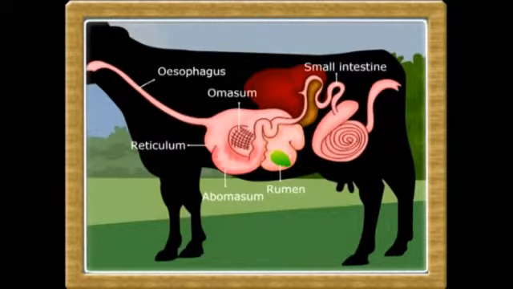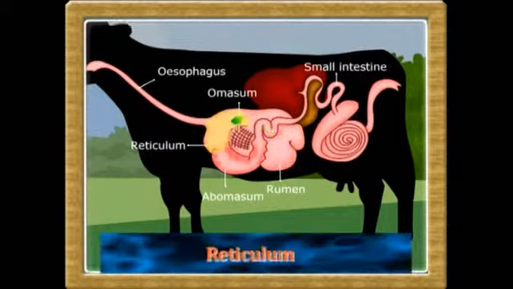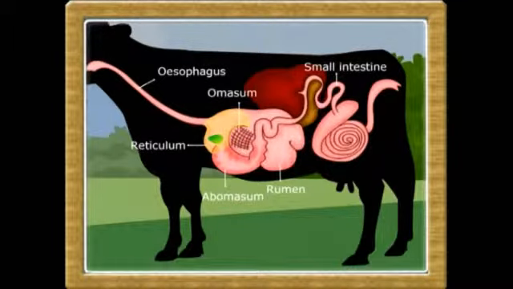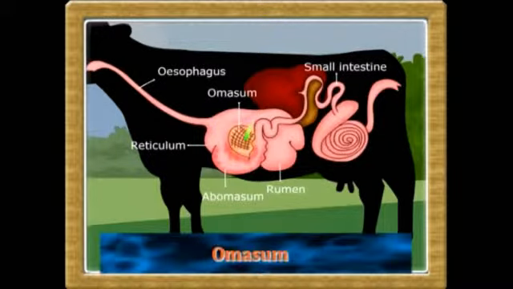The food is now sent to the second chamber, the reticulum. Enzymes produced by bacteria continue digestion in the reticulum. The food is almost digested here. The fully digested food along with bacteria now enters the third chamber, the omasum.